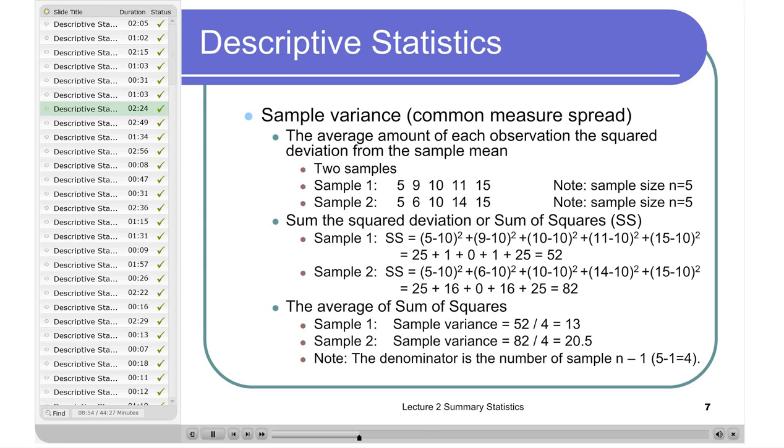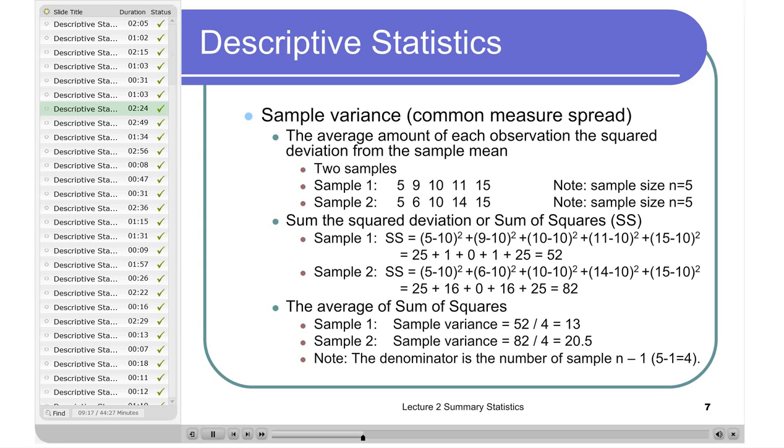So to find the sum of squared deviations, we're just going to take each number, subtract 10 from it, take that result, and square it. So we're going to look at 5 minus 10 squared. Then we're going to do 9 minus 10 squared, and 10 minus 10 squared, and so on and so forth. And you're just going to add all of those numbers together, and that gives you your sum of squared deviations. And that number is equal to 52.